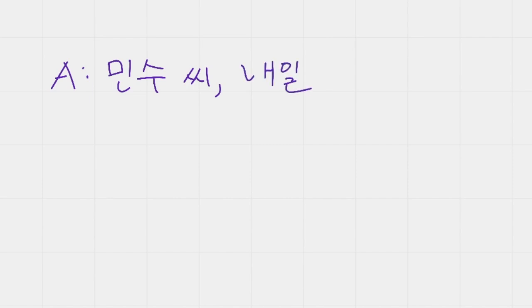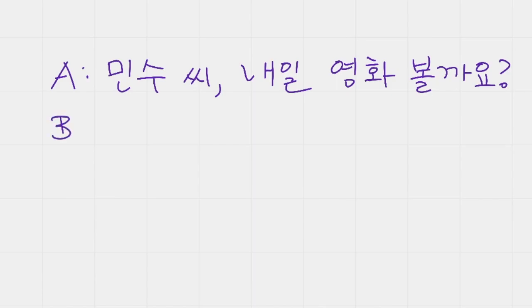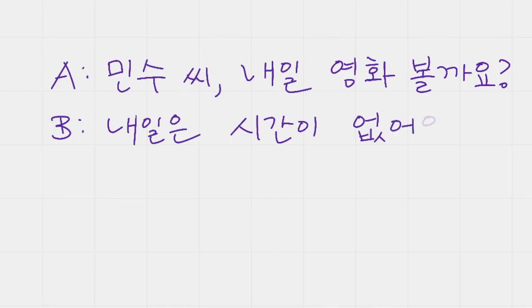Okay, so A person. 민수 씨, 민수. 내일, tomorrow, 영화, movie, 볼까요? Shall we watch? Shall we watch a movie tomorrow, 민수? B person. 내일은 as for tomorrow. 시간이 없어요. I don't have a time tomorrow.